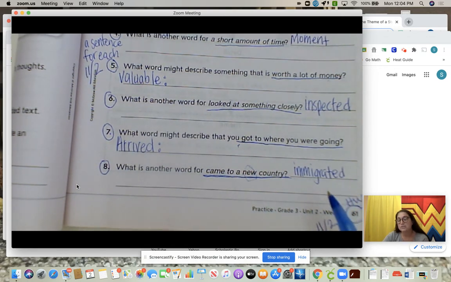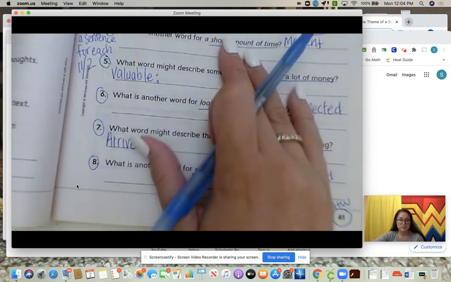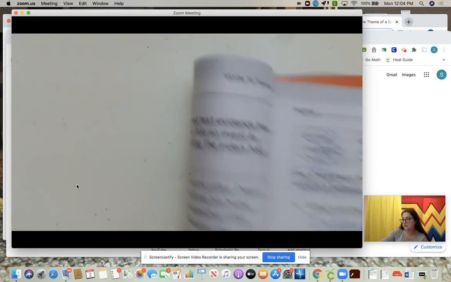Immigrated. So let's say you want to move to Australia. If I move to Australia, I could say I immigrated from the United States to Australia. So it means you move to a new country. Okay? So those writing the sentences is your homework.